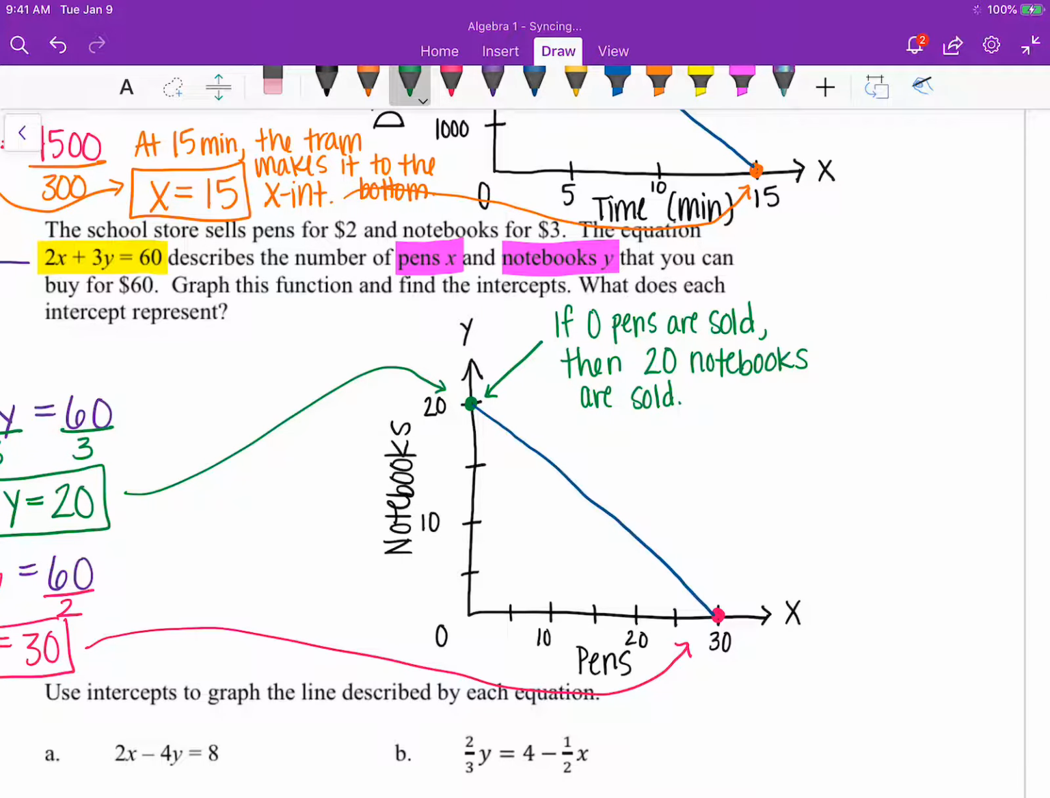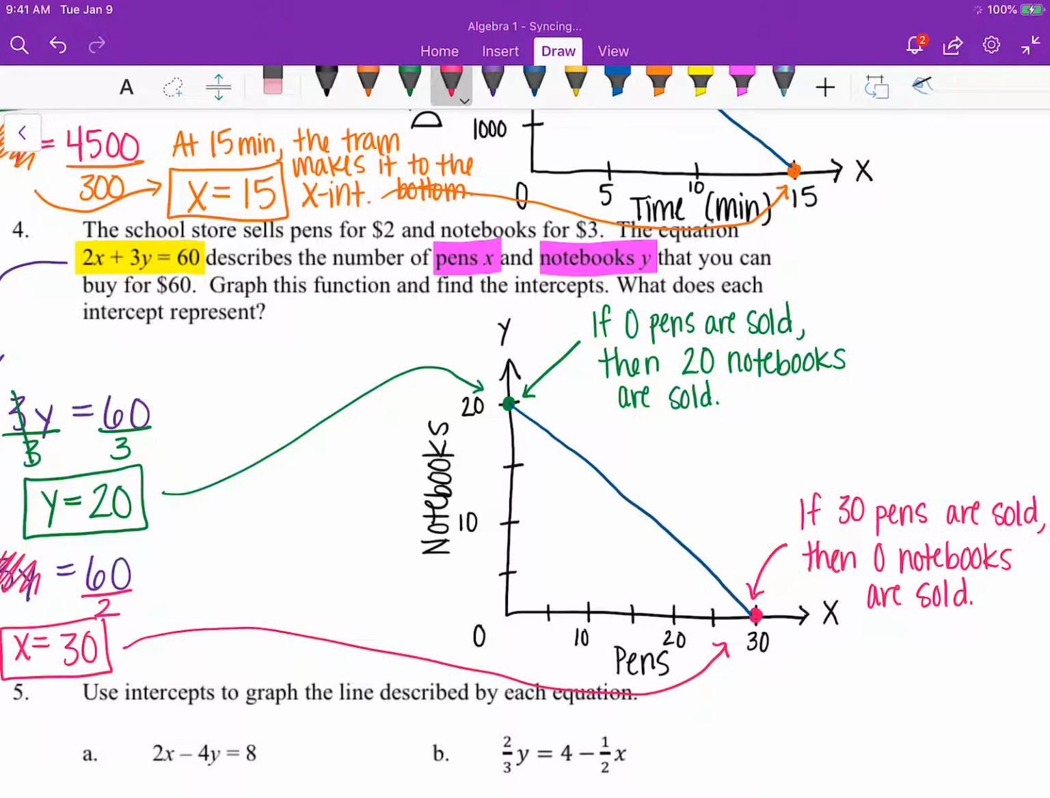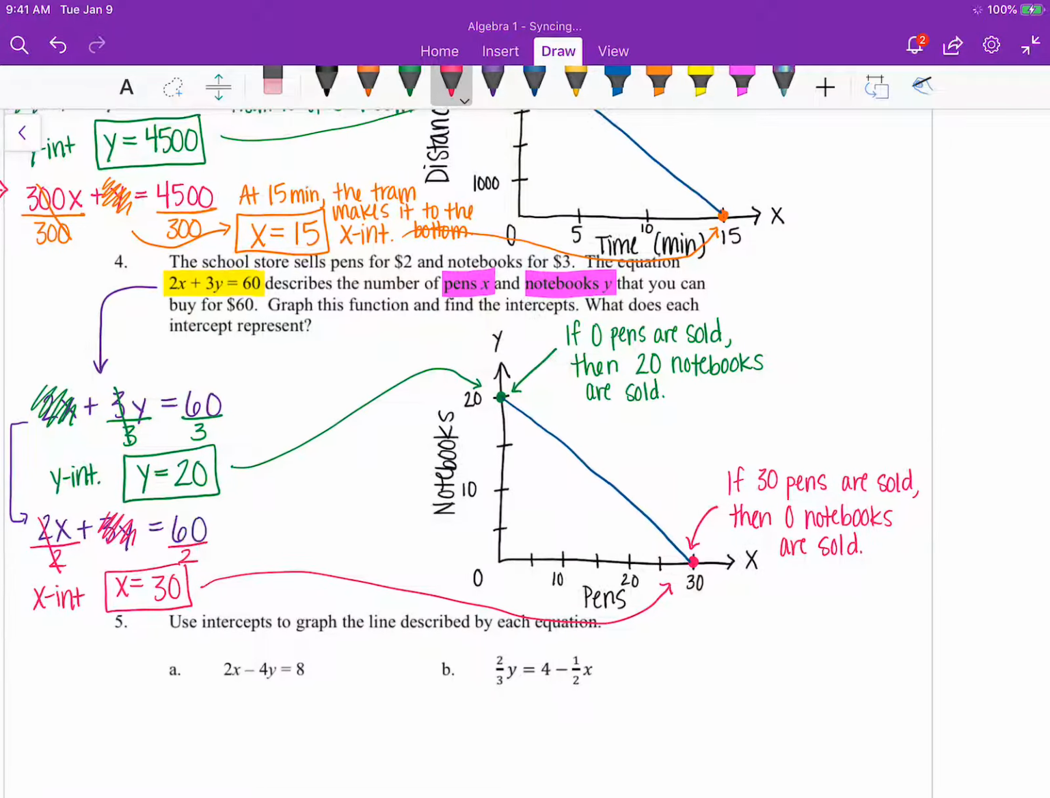Okay, for my other point, that would be right here that I did in pink. That's the point 30 on the x-axis, which is up or down 0 on the y-axis. So I would say if 30 pens are sold, then 0 notebooks are sold. Okay? All right, so we graphed it, we found the x and y intercept, and we described them, so we're all set here.